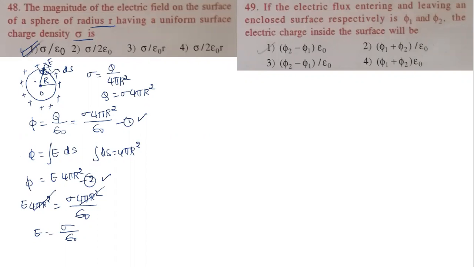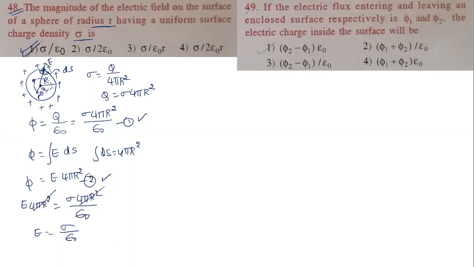Sir, what if they ask you inside, at some point? Let me draw a small circle of radius small r inside somewhere here, point P. Then the electric field becomes how much? 0, because charge never stays inside for a conductor, right? It means the charge will be distributed outside. Okay, that is inside, that is 0. Yes, this is about question number 48.